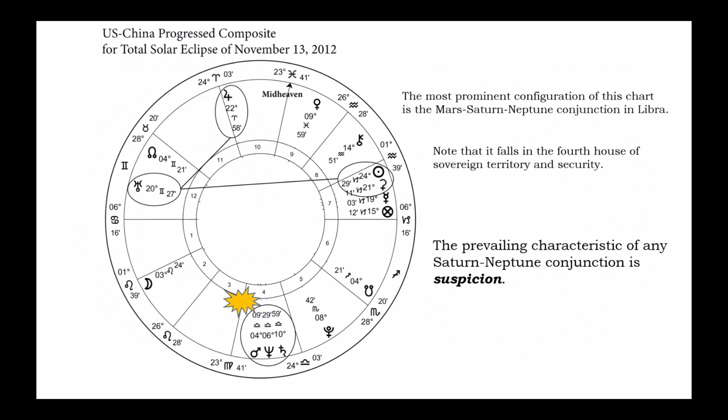The progressed composite for the U.S. and China for this solar eclipse has a triple conjunction in Libra of Mars, Saturn, and Neptune. Mars, 4 degrees 9 minutes Libra, Neptune, 6 degrees 29 minutes Libra, and Saturn, 10 degrees 59 minutes Libra. It lies in the 4th house of security, ancestry, and the past.